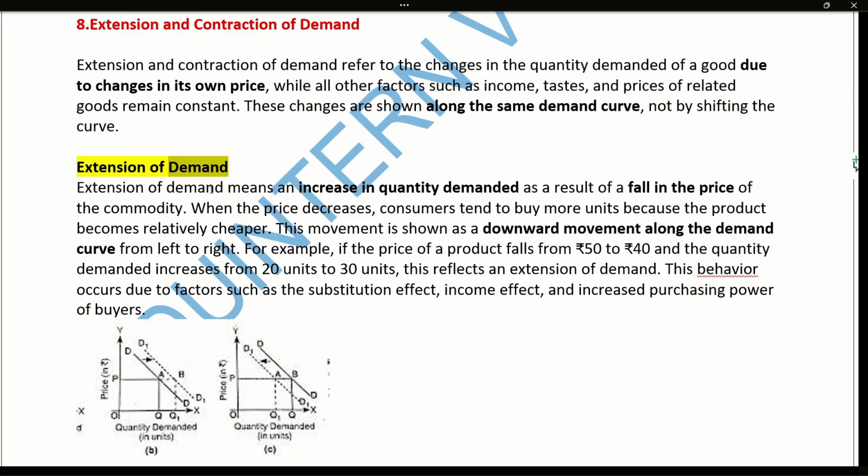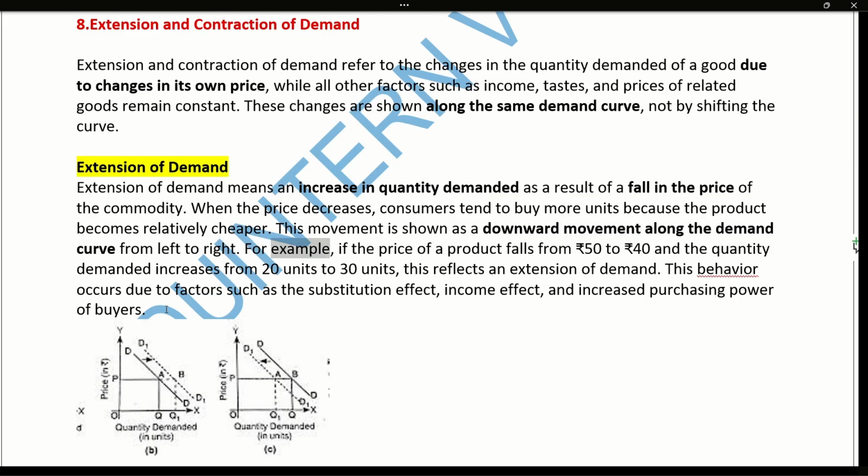Extension of demand. Extension of demand means an increase in quantity demanded as a result of a fall in the price of the commodity. When the price decreases, consumers tend to buy more units because the product becomes relatively cheaper. This movement is shown as a downward movement along the demand curve from left to right.